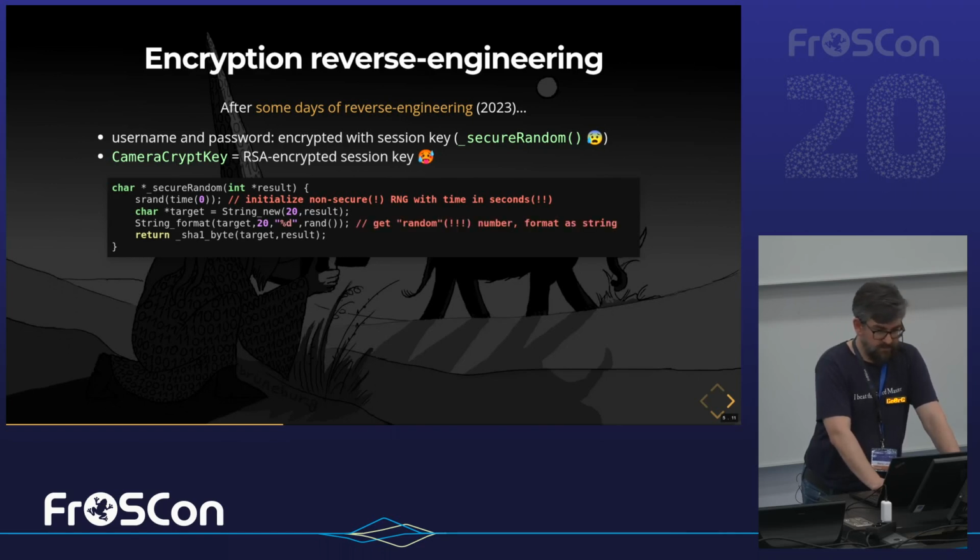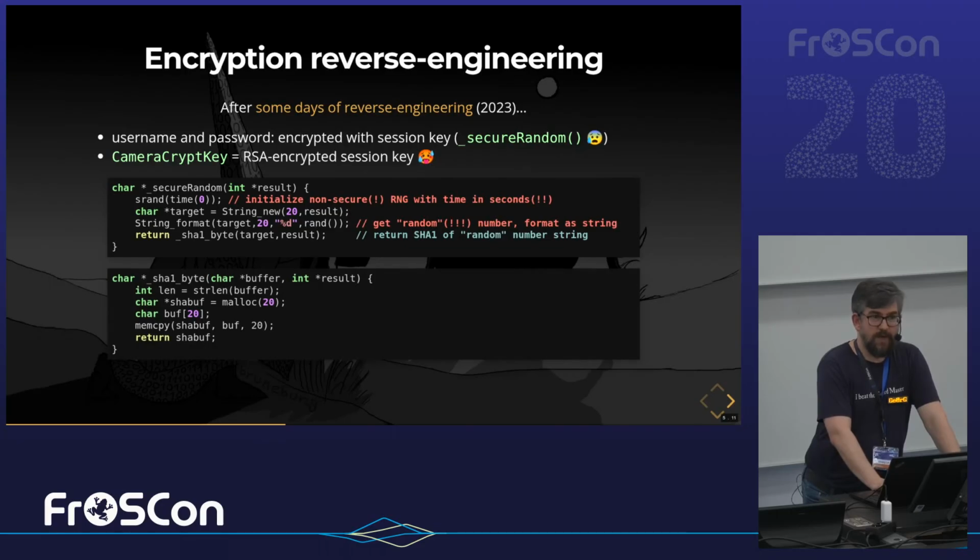Then we take this random number from the random number generator, which is not cryptographically secure, and format it as a string, human readable. And then we run SHA-1 hash on this. So our secure random number generator is not secure at all. But this is not the end. If we look into the SHA-1 function, it gets even stranger than that.